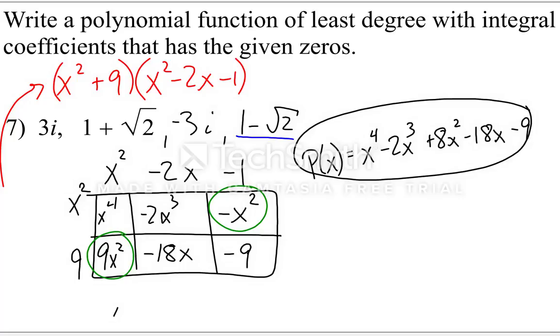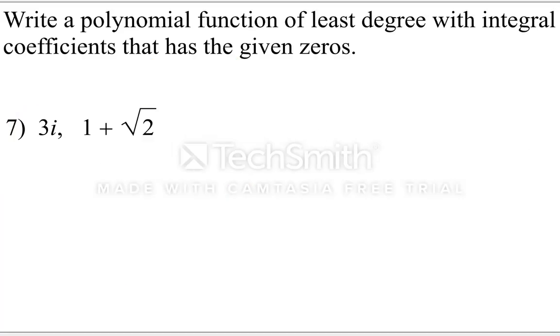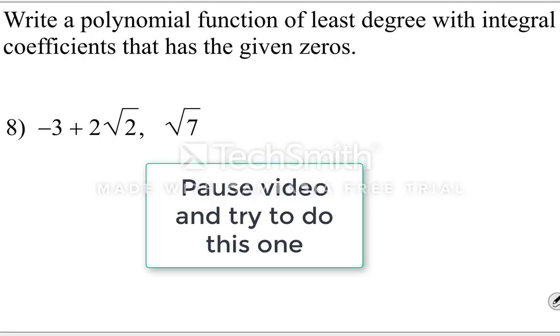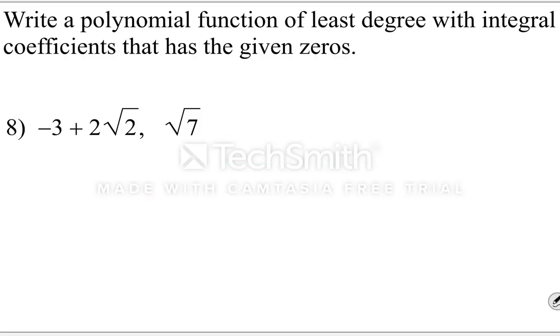Okay, so that's number 7. Let's go to the last one here, which is number 8. We're just going to do 2 examples here. I don't have any i's, I don't have any imaginary numbers, so that's good. But I do have square roots, so that means they're irrational. So that means I have opposite square roots as well, conjugates of those also. So this would be negative 3 minus 2 root 2. And this one would be negative root 7.